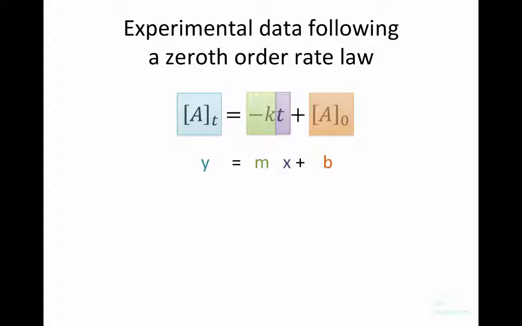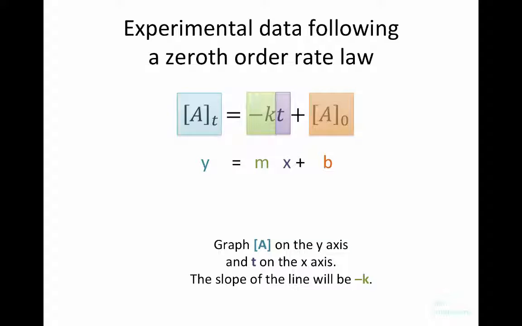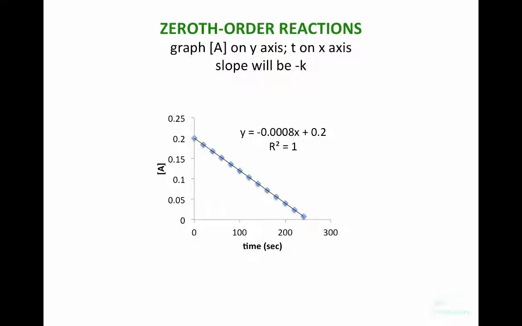So if you have experimental data and you want to see if they're following a zeroth order rate law, what you're going to do is graph concentration of A on the y-axis and time on the x-axis. And if it's zeroth order, you should get your points forming a line whose slope is negative k. So let's look at a graph. Here we have concentration of A on the y-axis, time on the x-axis, and a bunch of points forming a line whose slope is negative the rate constant. So our rate constant here is 0.0008.